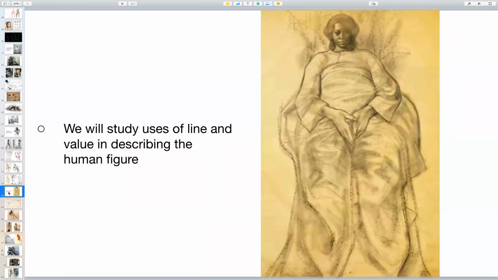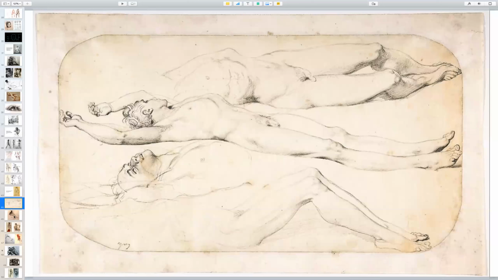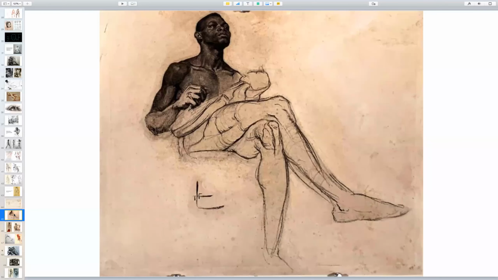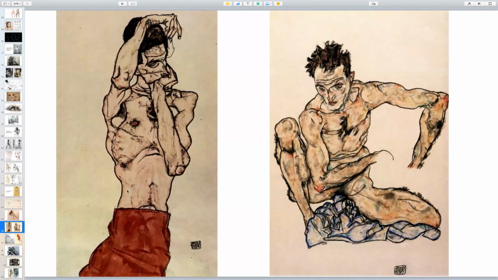We'll also look at a variety of uses of line and value in creating the structures of the body, and how to emphasize one area of the drawing using value or line over another. We'll also learn that you each will have your own individual line qualities and styles. So in this class, proportion will always be important, and control over it, but you'll have an enormous range that you can work in, and expressiveness outside of that. So this would be a good example of line working in a very expressive way.